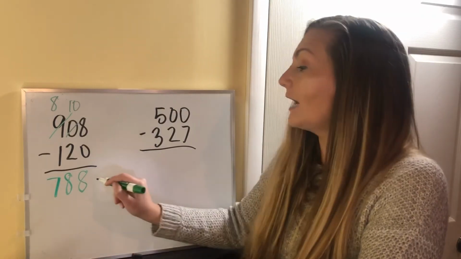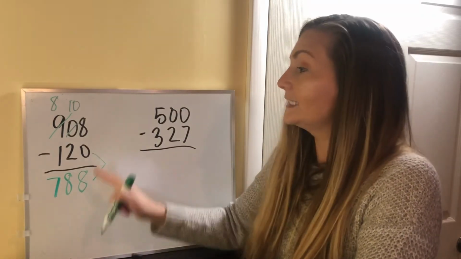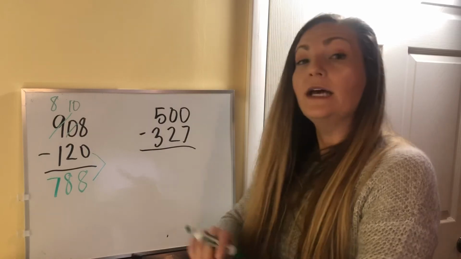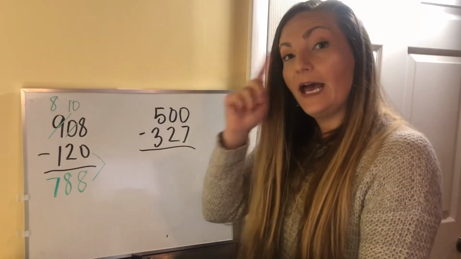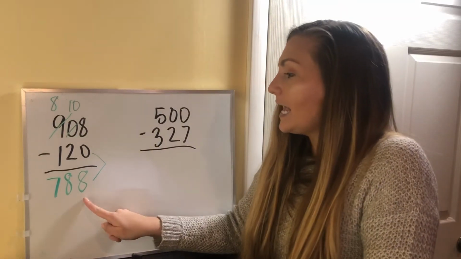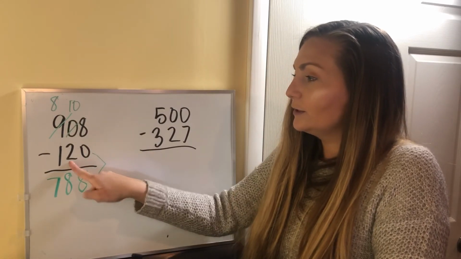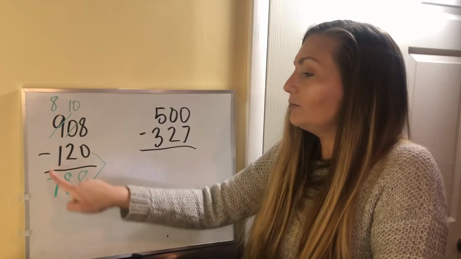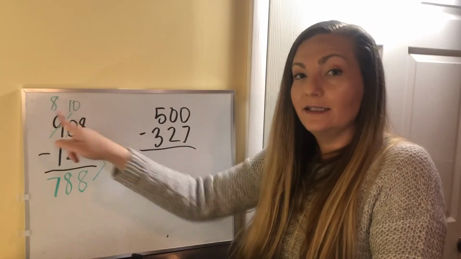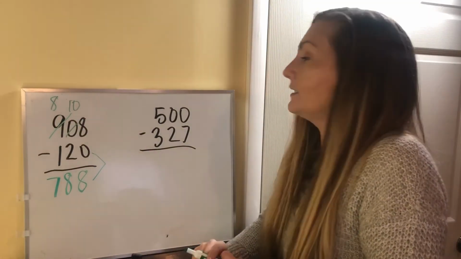To check my work, I would add these two and see if it gets me the total. I could even check it mentally in my head while I'm just looking here. I could say, okay, 8 plus 0 makes 8. 8 plus 2 makes 10. That's right. 7 plus 1 makes 8. So then I feel pretty good just doing it mentally.